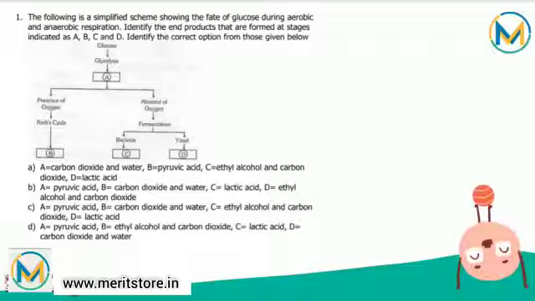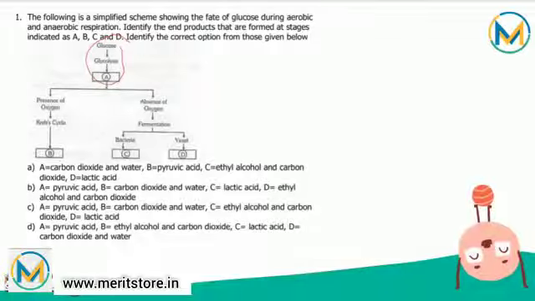Now here, pyruvic acid is the final product of glycolysis, so this A should be pyruvic acid. A, pyruvic acid, is there in option B, option C, as well as in option D. Now, the Krebs cycle releases carbon dioxide and water, so the B part should be carbon dioxide and water. B, carbon dioxide and water, is there in option B and in option C also, but not in option D and not in option A.